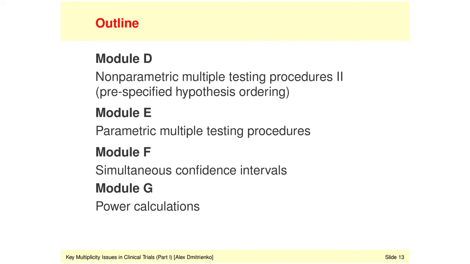Then Module F. This module discusses simultaneous confidence intervals. Most commonly, multiplicity adjustments are summarized using multiplicity adjusted p-values, and this is what we're going to do in Modules C, D, and E. But within this module, we will talk about another popular way of summarizing adjustments, which is the computation of adjusted confidence intervals that are commonly known as simultaneous confidence intervals.